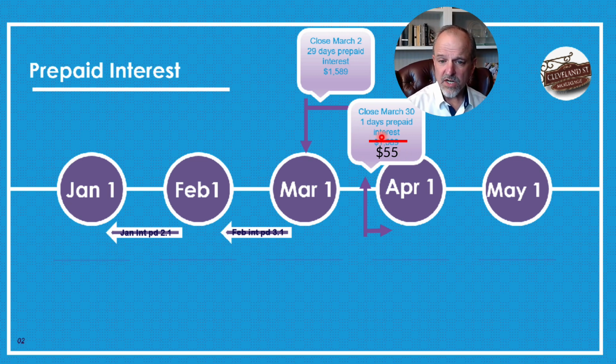But really what's happening here is if you close on March 30th, now you only need 1 day of prepaid interest because, again, you're still going to skip this April 1st payment. You're going to start making payments on this mortgage on May 1st, but you only have one day that you have this loan during the month of March. And so you only have one day to cover with this prepaid interest. That's why this prepaid interest number can go from $1,589 all the way down to $55, depending on how close to the beginning or the end of the month you close. So I hope that helps clear up some things about prepaid interest. Thanks so much.